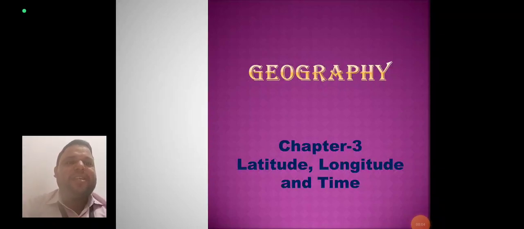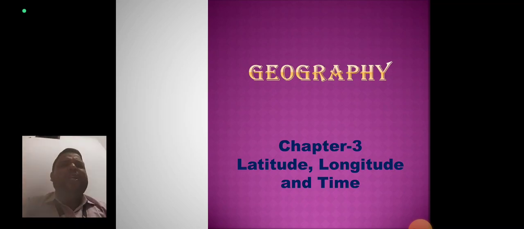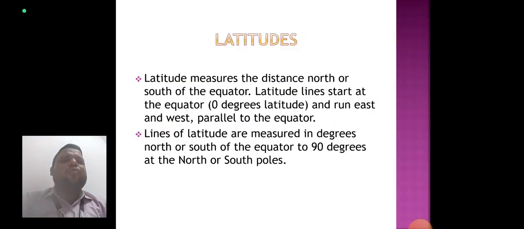Today we are discussing chapter number 3, latitude, longitude and time, in geography. Now, to find the location of a place we need to know its distance and direction from known points. This is known as the point of reference, and the North Pole, the South Pole and the equator serve as important points of reference on the earth.